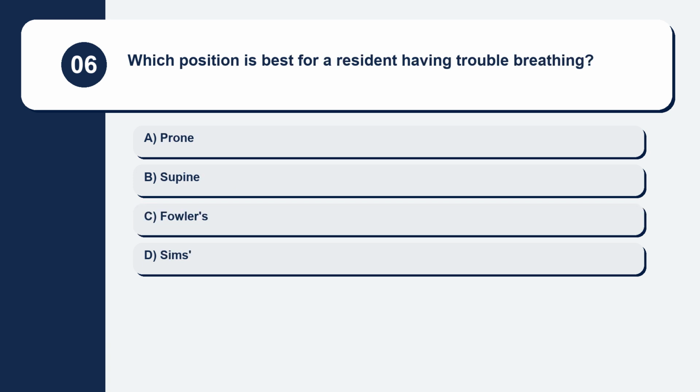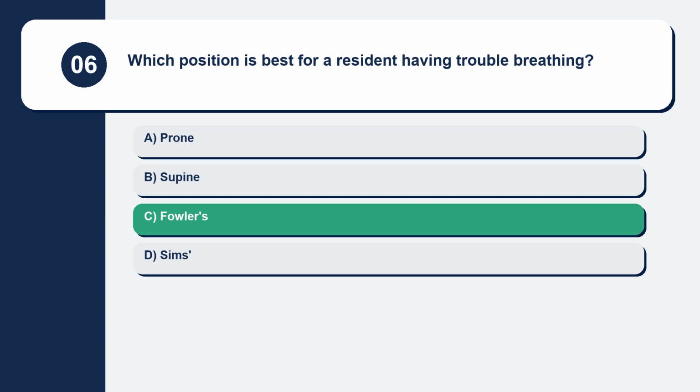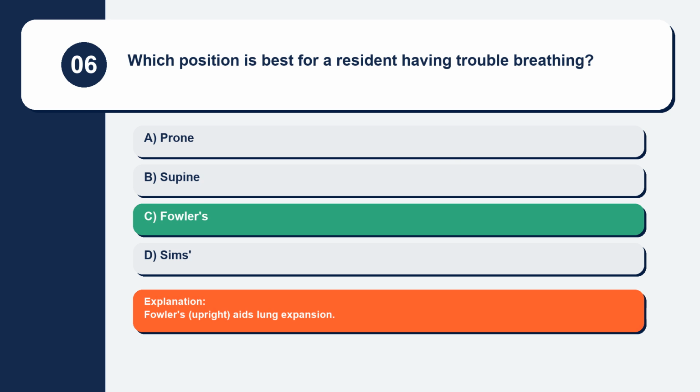Question 6. Which position is best for a resident having trouble breathing? Prone, supine, Fowler's, or Sims. Fowler's, upright, aids lung expansion.